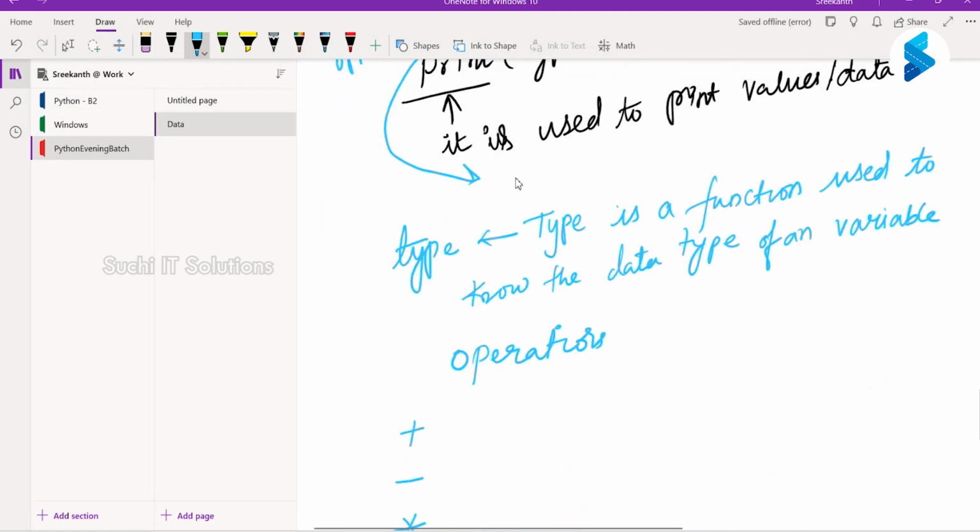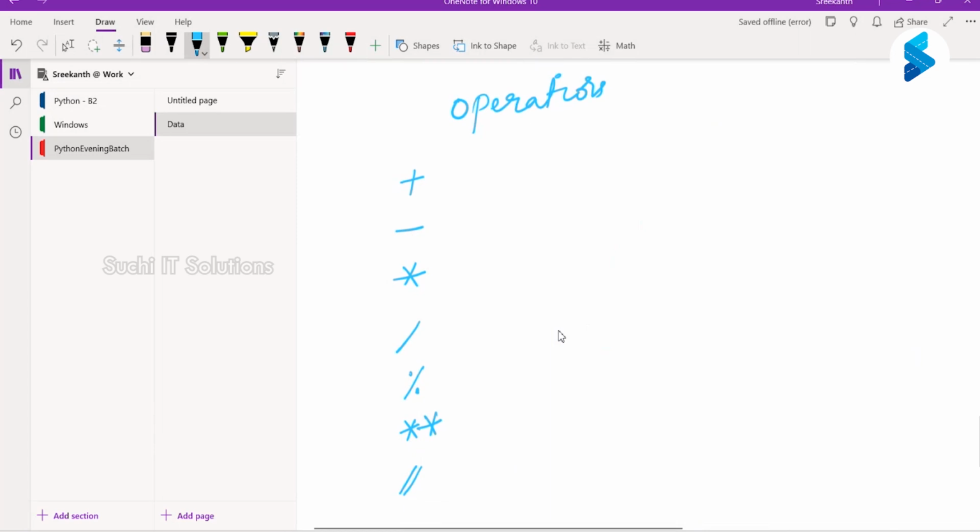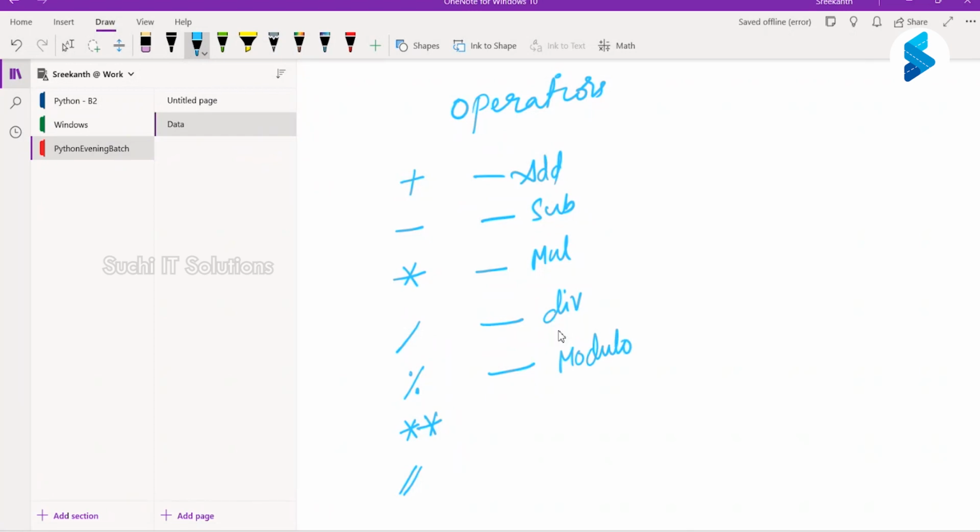In the same way, for arithmetic operations, we have another set of operators. Plus, we know it is for addition. Minus, we know it is for subtraction. Star, we know it is for multiplication. Slash, you know it is for division. Percentage is called the modulo operator.